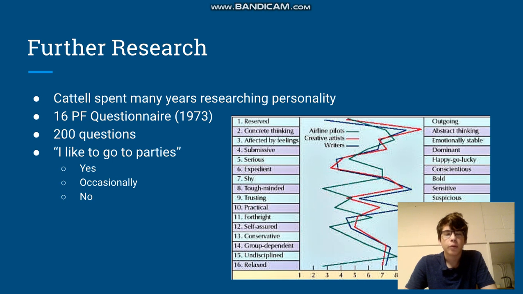And in 1973, 23 years after he released the initial study, he came up with the 16 personality factor questionnaire. It had 200 questions on it, like, I like to go to parties, and you would either answer yes, occasionally, or no. And after all of these 200 questions, you would have a graph that would look something like over here on the right, possibly. That's one way to analyze it.